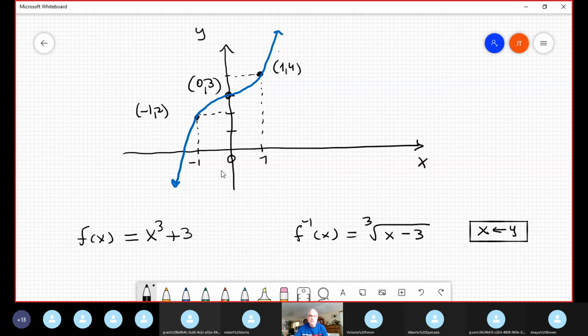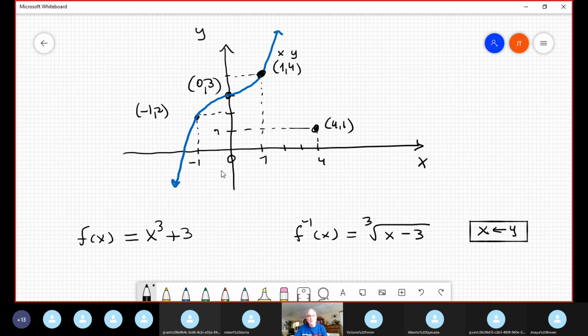For example, that point is x equal 1, y equal 4, and the inverse would be (4, 1). So interchange x and y. So it's 2, 3, 4, and 1 here. This point is (4, 1). Do you see the idea? This point in the original corresponds perfectly with (4, 1) in the inverse.